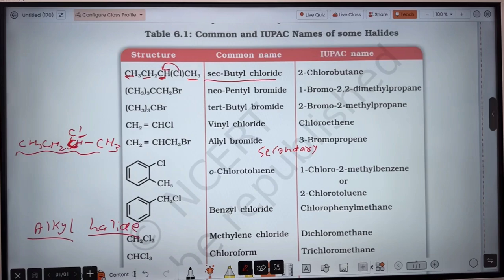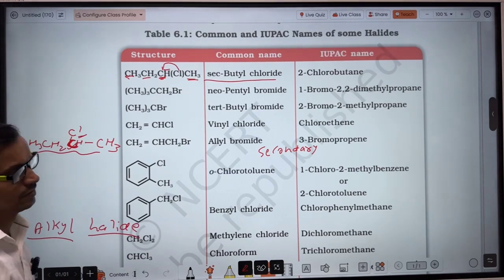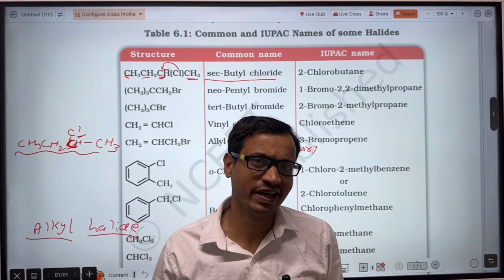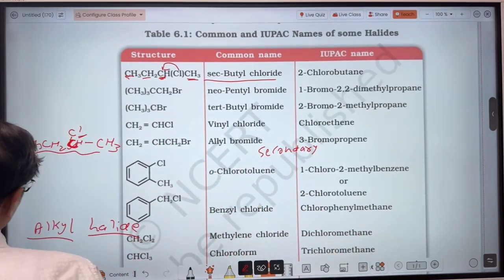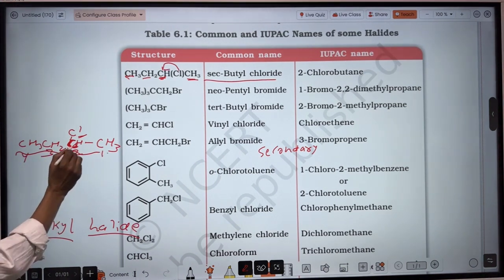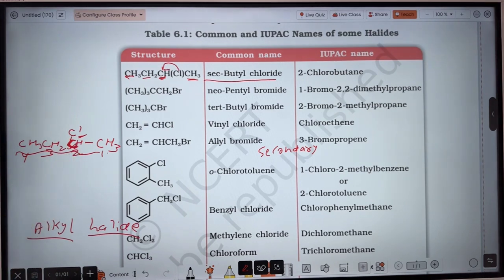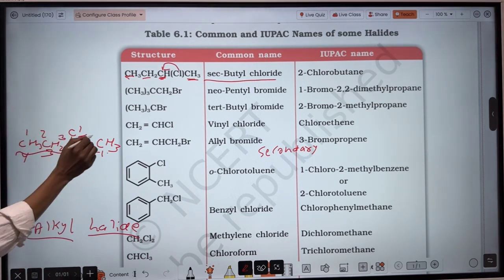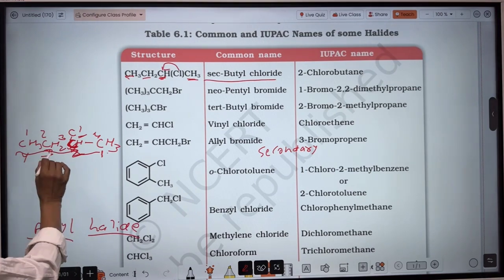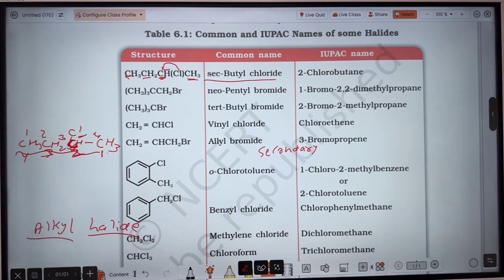Now after selection of the chain, you have to do numbering, and you have to do it in such a way that the functional group acquires the lowest position. If you do the numbering from right to left, 1, 2, 3, 4, then the carbon atom to which halogen is bonded acquires second position. And when you do the numbering from left to right, then the carbon atom bonded to the halogen acquires third position. So lowest is second. That's why we will do the numbering from right to left, and not from left to right.